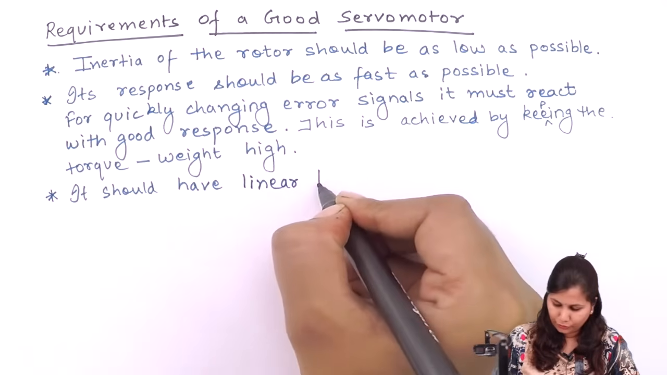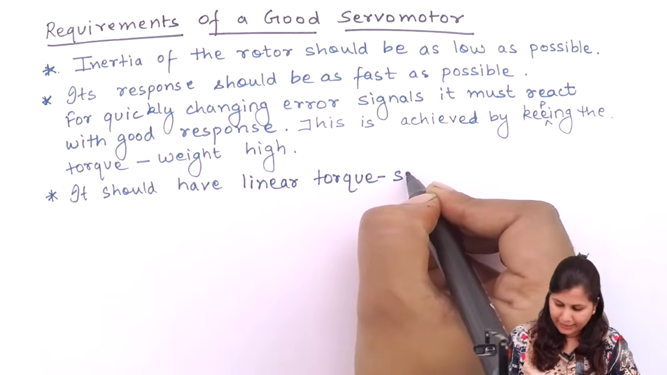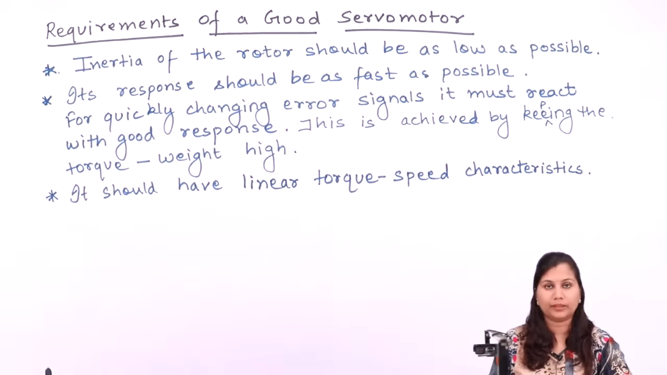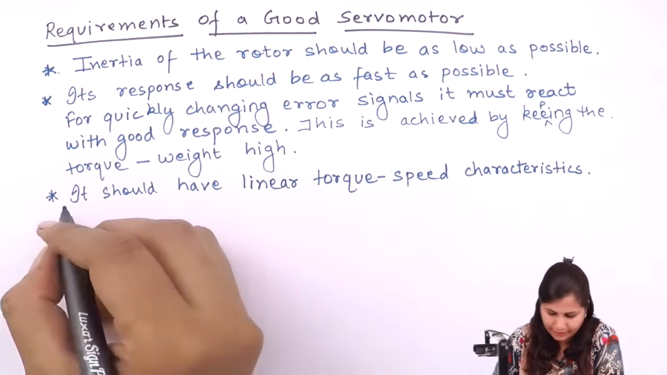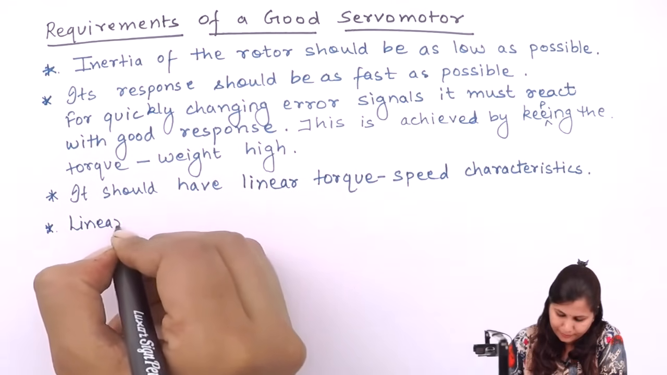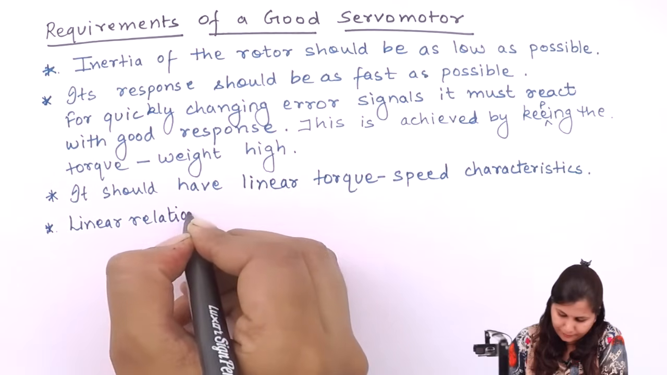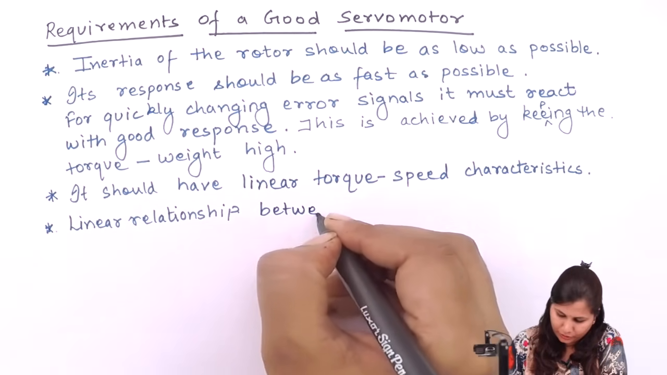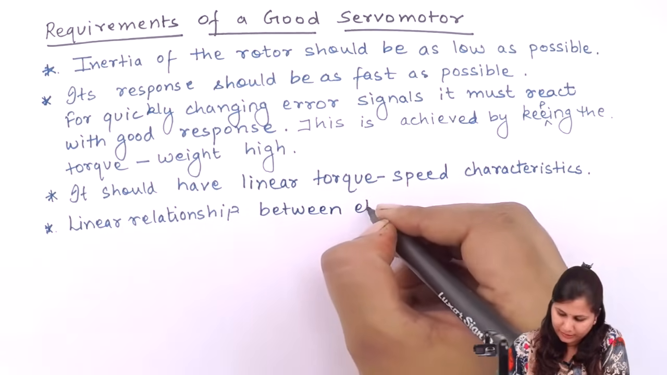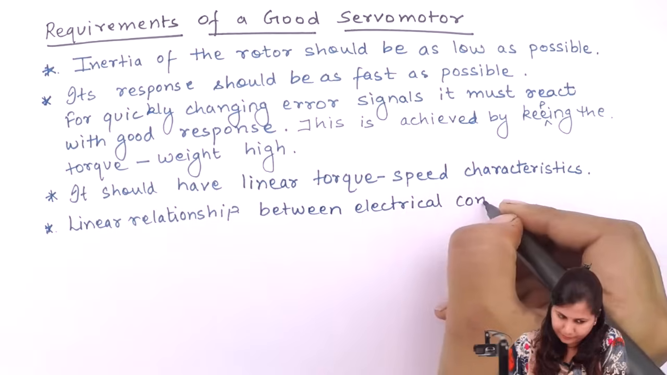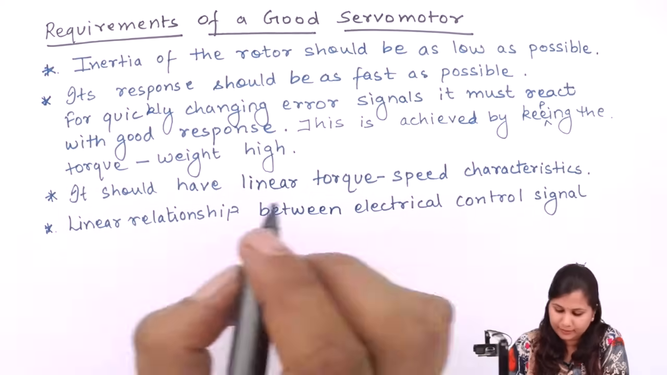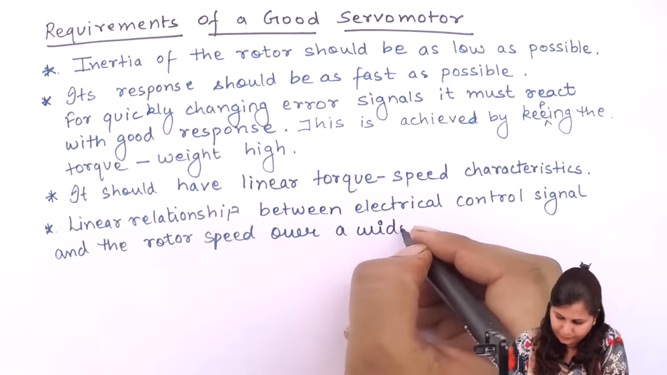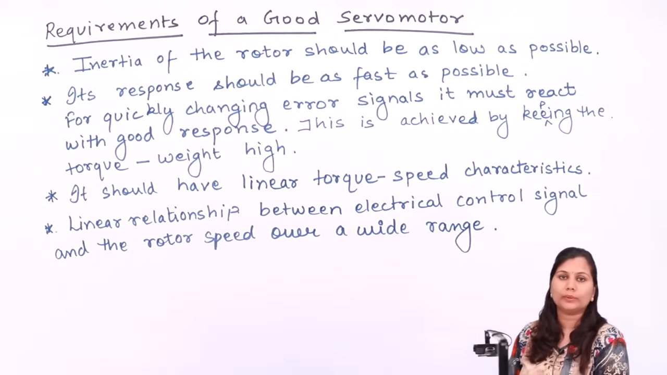linear torque speed characteristics. Fourth, it should have a linear relationship between the electrical control signal and the rotor speed over a wide range.